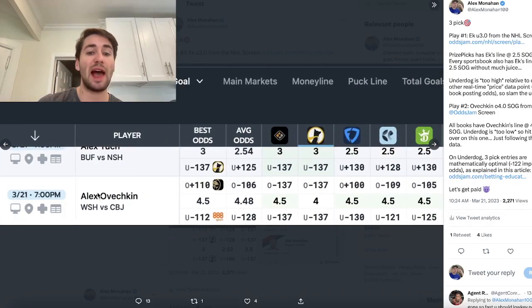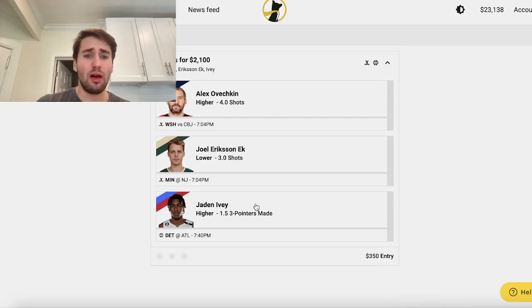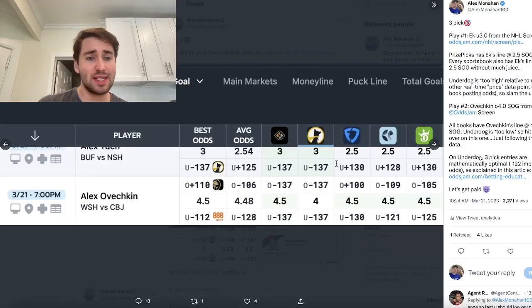And if we keep going, Alex Ovechkin, his line is 4 on Underdog. It's 4.5 on every other data point. So we want to take Ovechkin's over, right? Underdog's 4. All the other data points are at 4.5. So that's how I got all of these picks, all 3 of these picks.